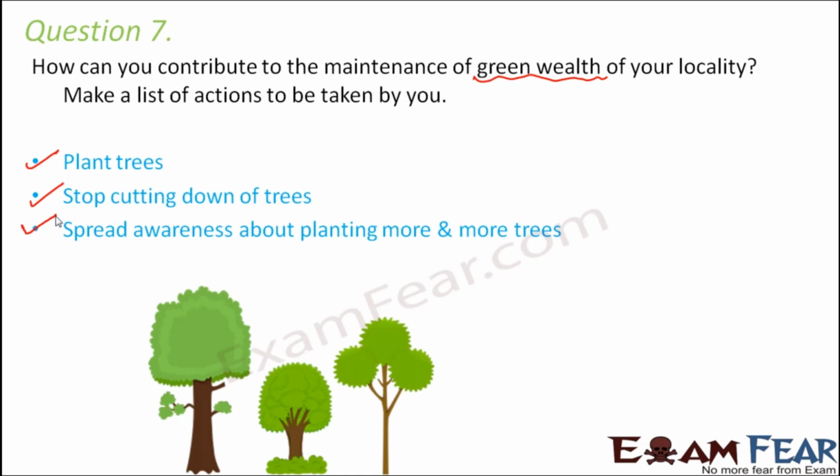Spread awareness about planting more and more trees. It is not only you who has to do this, everybody has to participate in this process of reforestation, so that whatever deforestation we have done in the last 100 years, at least we can compensate some part of it. We already saw that the percentage of forest area has reduced from 30% to 19% in 100 years. So we need to compensate that. For that we have to plant more and more trees. You plant trees, you also tell others to plant trees, and stop cutting down trees.